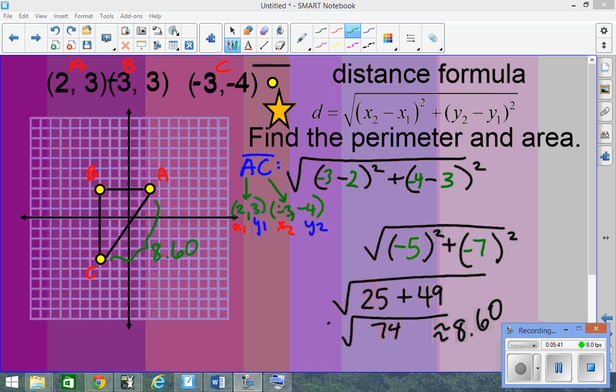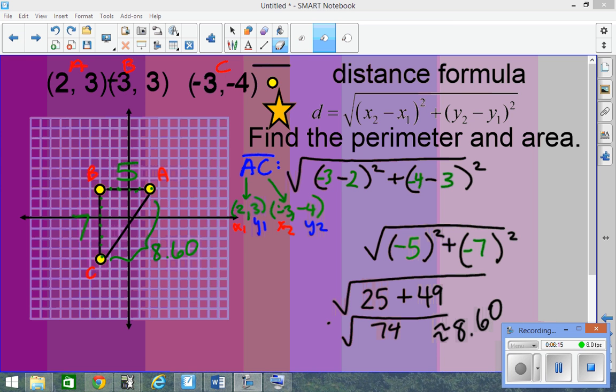Well, this triangle is kind of easy to figure out the rest of the sides because you can see that they lie on these lines. So we just need to count the units and see how long they are. So from A to B, it's 1, 2, 3, 4, 5 units long. And from B to C, it's 1, 2, 3, 4, 5, 6, 7 units long. And all you have to do to calculate the perimeter is add these up.